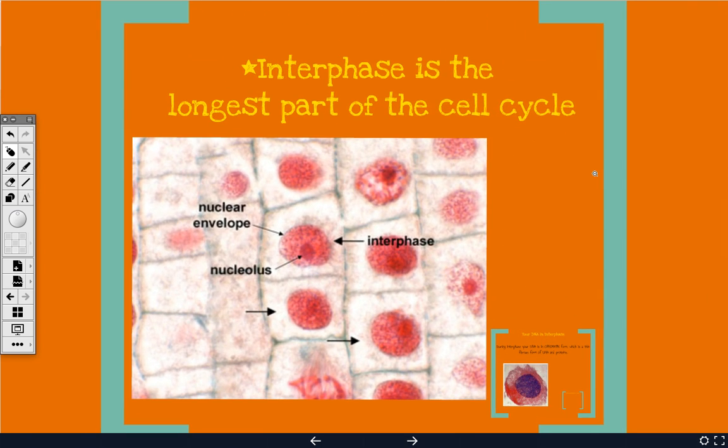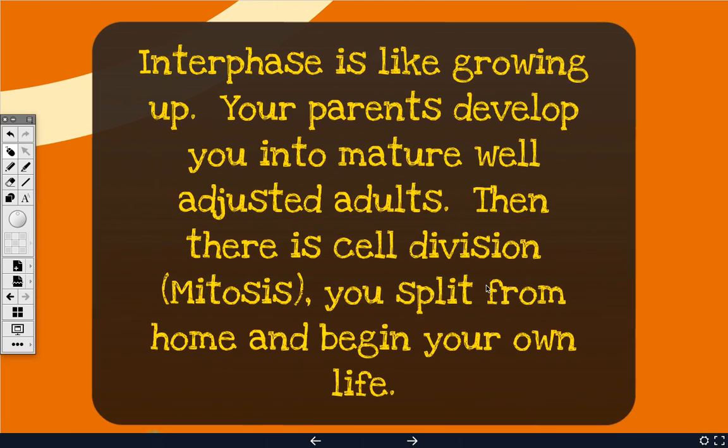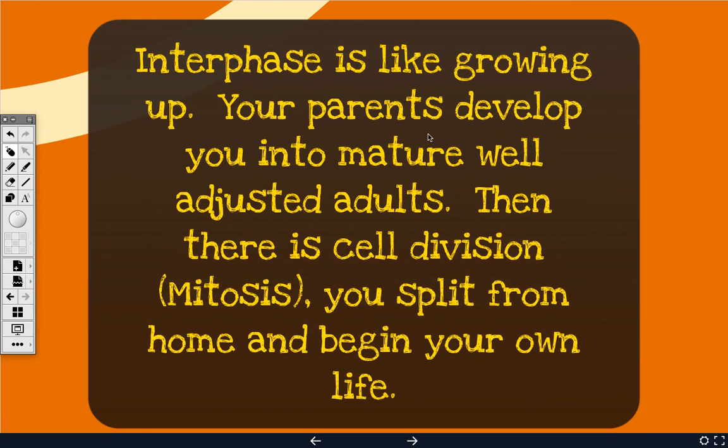Interphase is the longest part in the cell cycle. Whenever we look at cells, which these are a whole bunch of cells inside of an onion, you can tell that we have a cell sitting right here, and on the inside of it, we have a nucleus, or what we call a nucleolus. I'll get to that in a second. But most of the cells sit in that interphase stage.